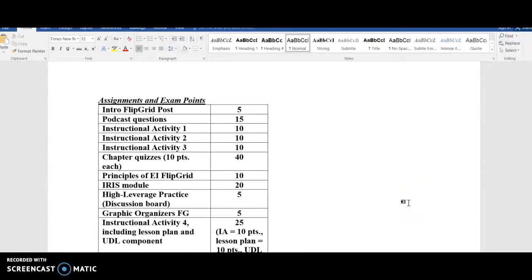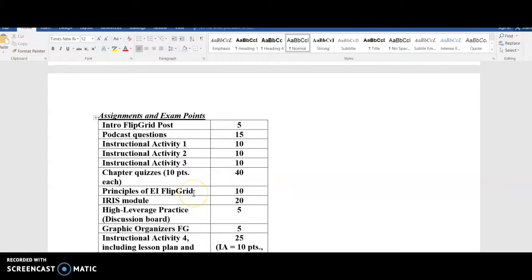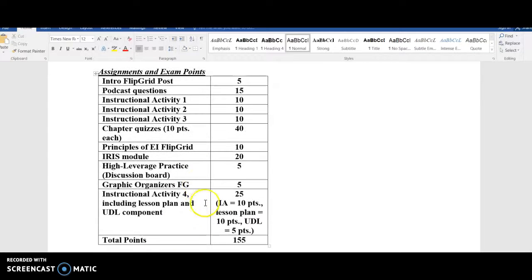All right, so those are the assignments. Here's the breakdown: Flipgrid post, podcast questions, instructional activity 1, 2, and 3, chapter quizzes, 10 points each, principles of effective instruction Flipgrid post, IRIS module, high leverage practices into the discussion board, graphic organizers Flipgrid post, and then your instructional activities. I know it looks like a lot of stuff, y'all, but it is a lot, but hopefully it's all relevant to you.